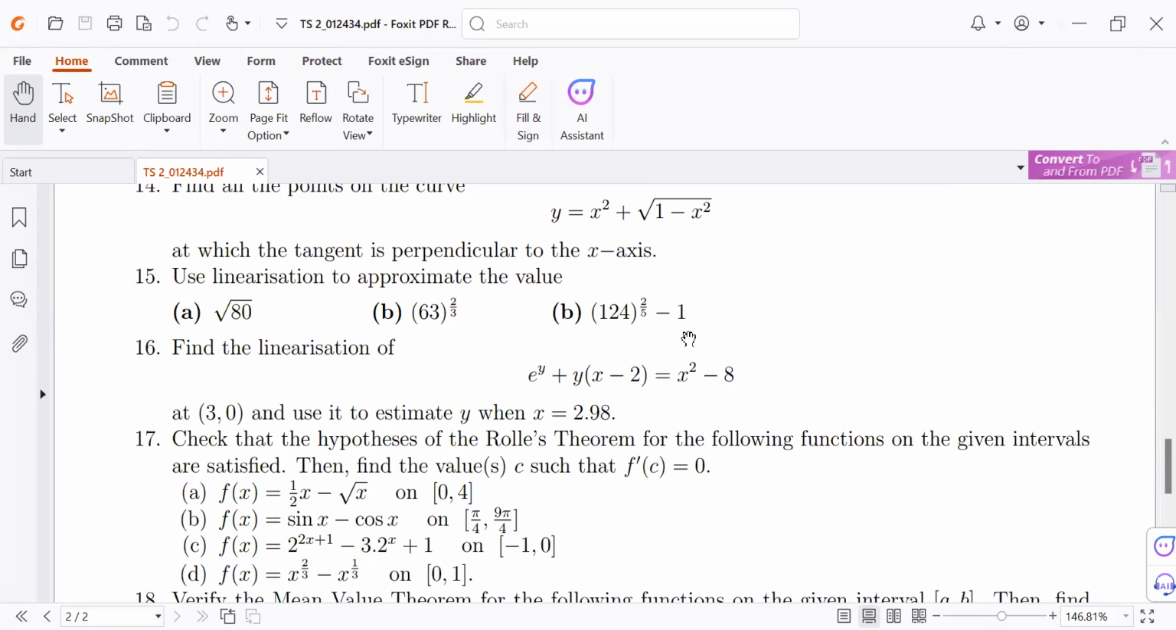Question 15 is mostly a very nice question to answer. You only take less than a minute if you're in a test. What do you need? The first thing, use linearization to approximate the value. So linearization has a formula. What's the formula? The formula is here. L(x) is going to be f of a plus f prime of a multiplied by x minus a.